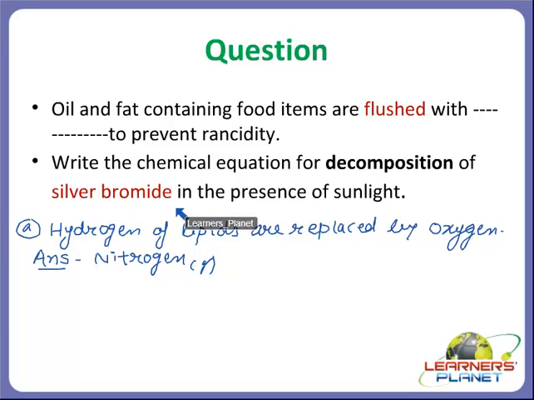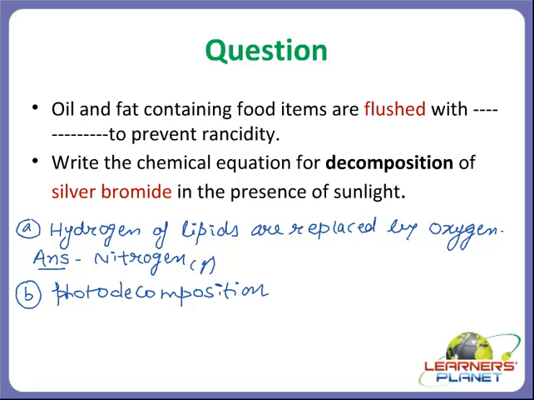Now moving to our next question. Write the chemical equation for the decomposition of silver bromide in the presence of sunlight. Now children, when decomposition takes place in the presence of light, what is it called? It is called photodecomposition. Right? So this is called photodecomposition. Now silver bromide, its formula is what? Silver and bromide ion, AgBr.